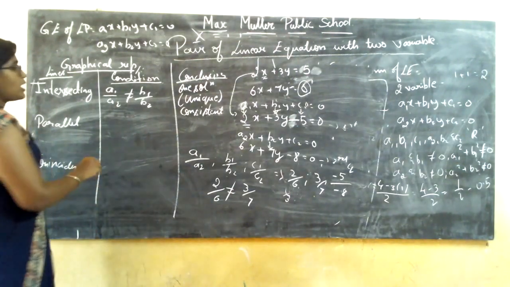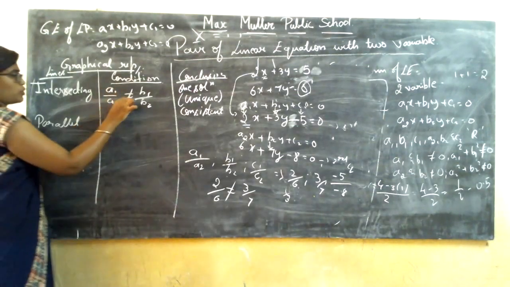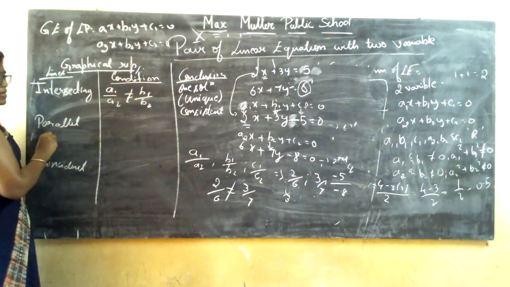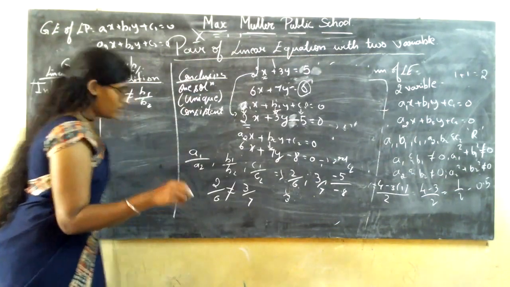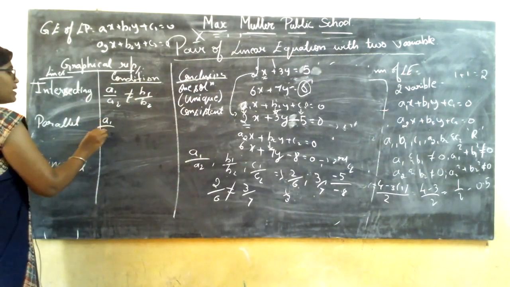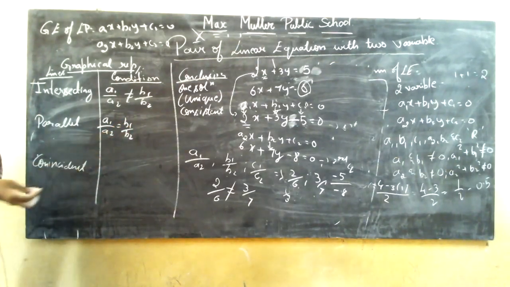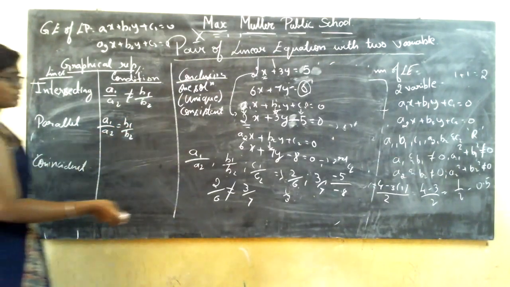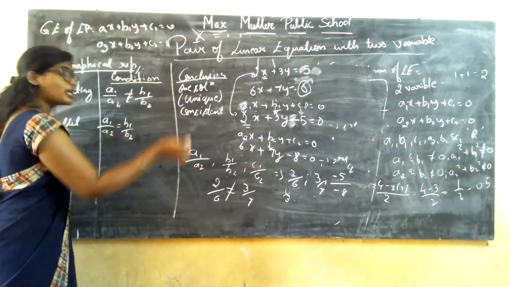So this is the condition for the intersecting lines. What is the condition for intersecting lines? That is A1 by A2 should not be equal to B1 by B2. Next, coming to the parallel line. How are you going to identify whether the given pair of linear equation is parallel or not? The condition is if A1 by A2 is equal to B1 by B2, you have another term, that is C1 by C2.